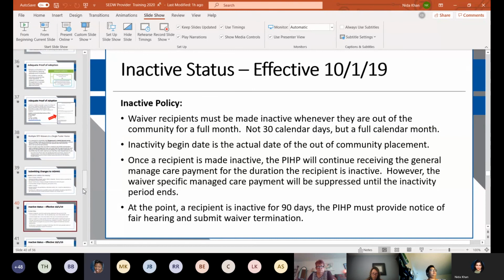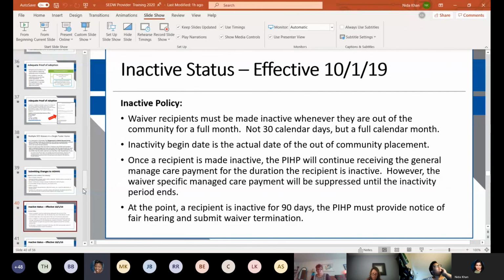So now a little bit more about that inactive status. While we want to be notified as soon as it occurs, there's not really an impact to the SED waiver at this time until the child has been out of the home for a full calendar month, meaning not 30 days per se, but a full calendar month and some other days. So for example, to simplify this, let's say a child went out of the community today, on the 23rd of July.